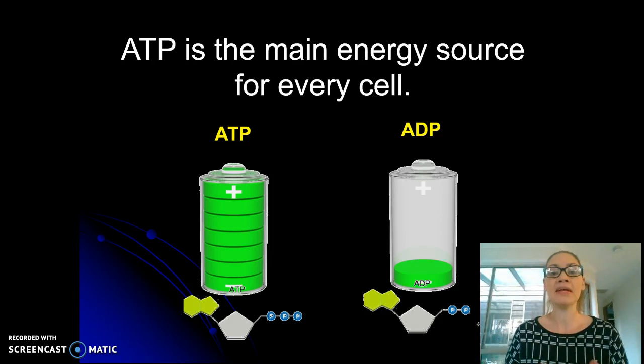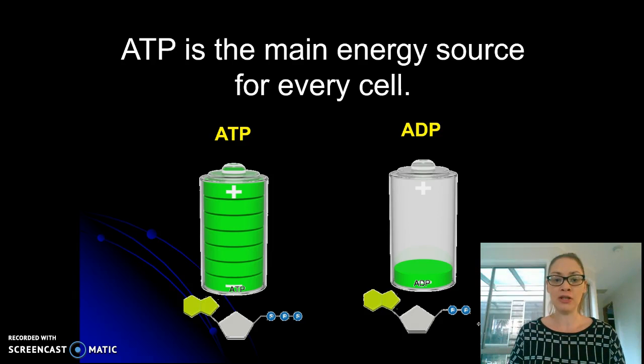ATP is the main energy source for every cell. It's our cell's version of currency. If I'm in Australia, I spend Australian dollars because that is what the shops will actually accept. If I'm in America, I spend American dollars. If I'm in the cell, I spend ATP, a shortened version of adenosine triphosphate.